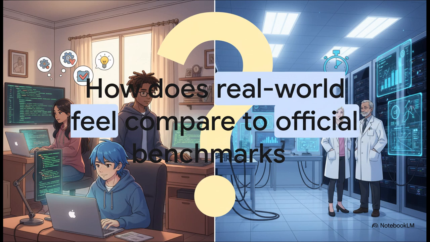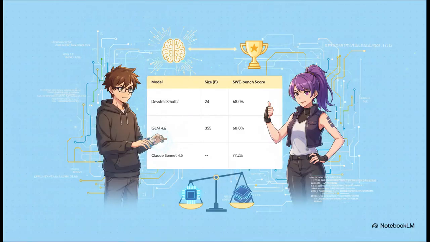But this brings up a really interesting question, doesn't it? How does this real-world feel stack up against the official academic benchmarks that all the research papers talk about? And when you look at the official numbers, like the SWE-bench scores, things get really weird. Check this out. Devstral, the model that lost to Nemotron on our user's test, actually scores a super impressive 68% here, right up there with some much bigger models.